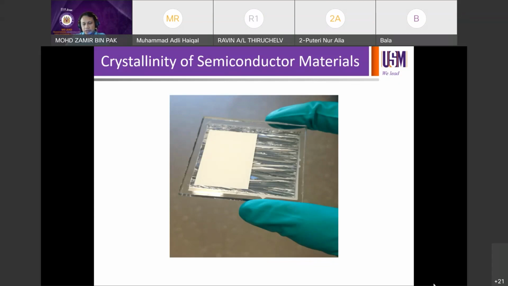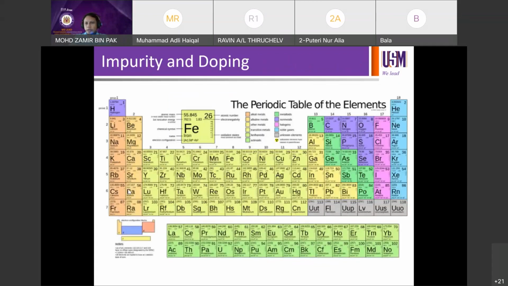It's single crystal, so that means the periodicity of the crystalline arrangement of the material is infinite, right? So it goes throughout the sample, throughout the material. So that's why you don't see any grain boundaries at all. Okay, good. So today we're going to move on to the next subtopic in the lecture, which is impurity and doping.